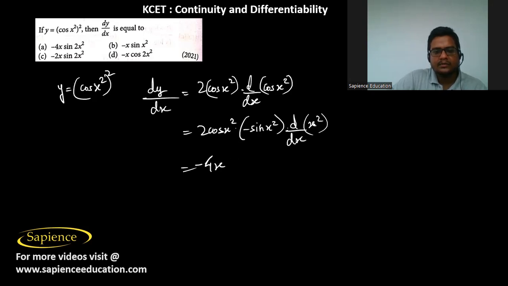So this will be equal to minus 4x sine x square into cos x square. So this we can write as minus 2x into, since 2 sine theta cos theta is sine 2 theta, this will be minus 2x sine 2x square.